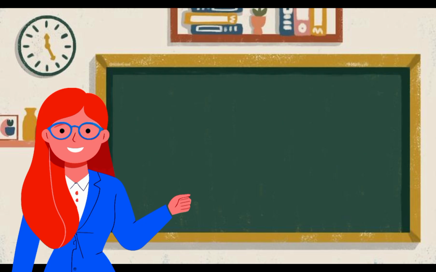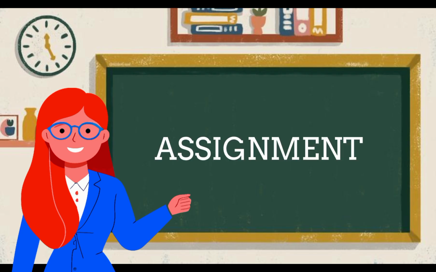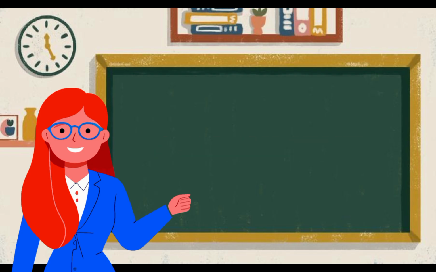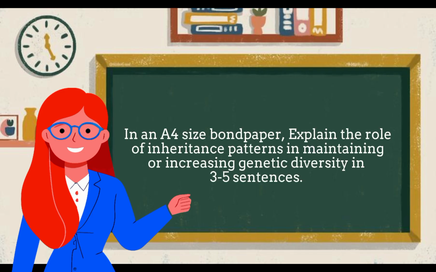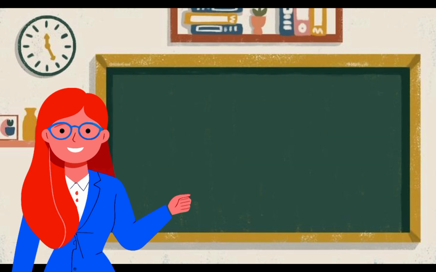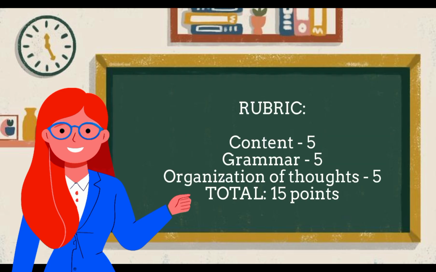Okay, pass your answer sheets from back to front. Thank you. Now, for your additional activities, you will have an assignment. For your assignment, class, on an A4 size bond paper, explain the role of inheritance patterns in maintaining or increasing genetic diversity in 3 to 5 sentences. And you will be graded based on the rubric that is given.